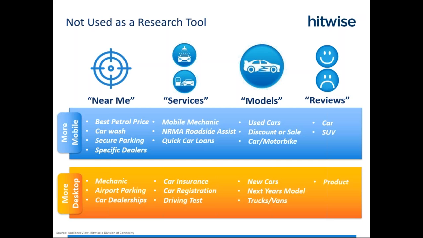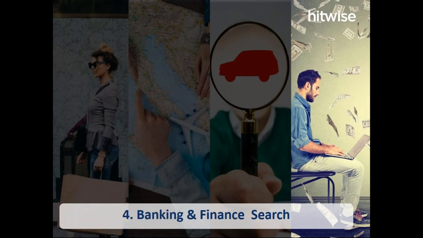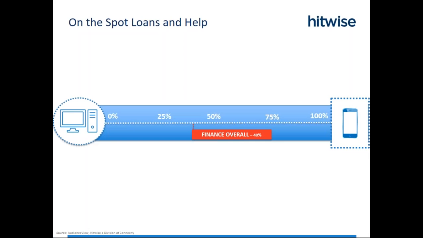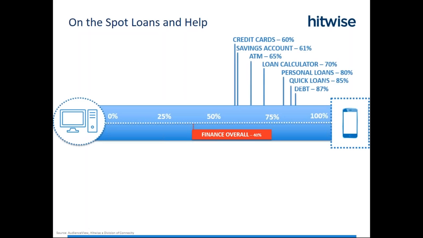And the last category is banking and finance search. And as you remember, banking and finance overall achieved quite a relatively low mobile search result of 40%. When we break it down, once again, it tells a really interesting story. So debt was one of the most common themes on the mobile phone at 87%.